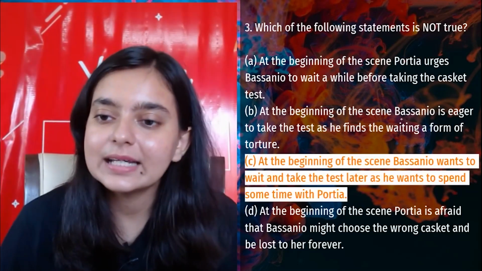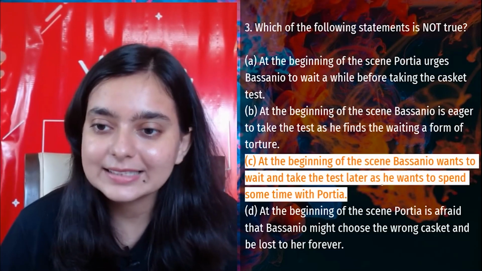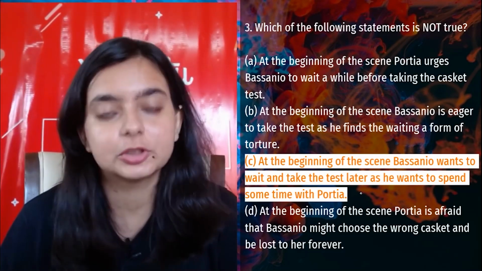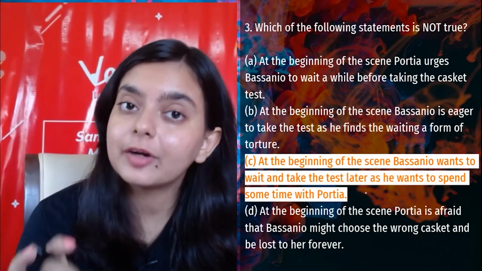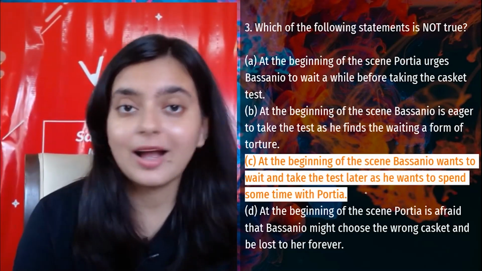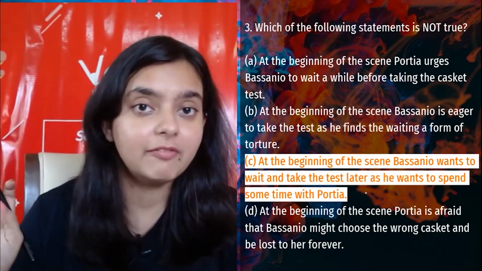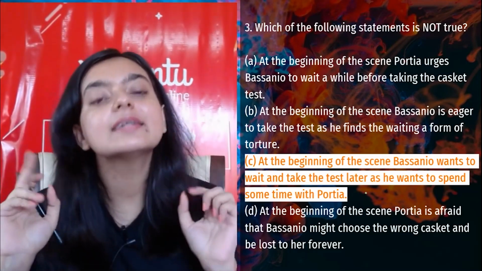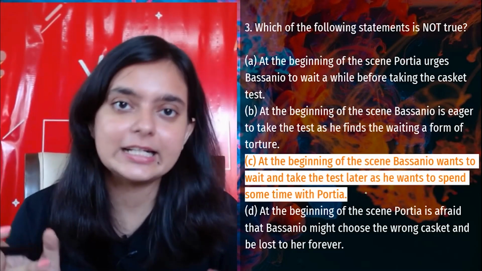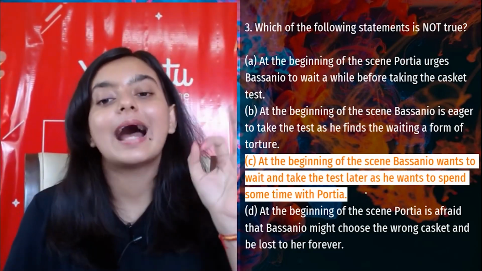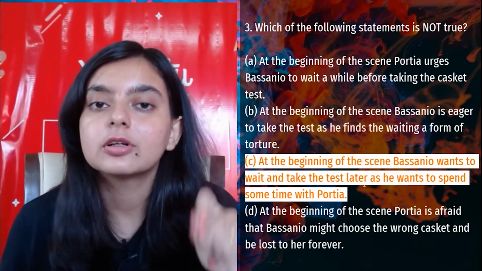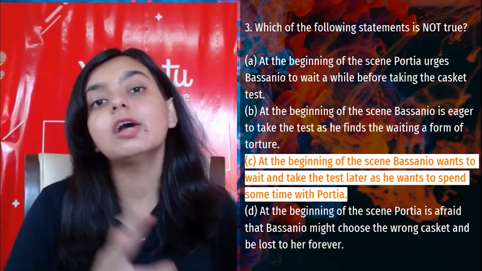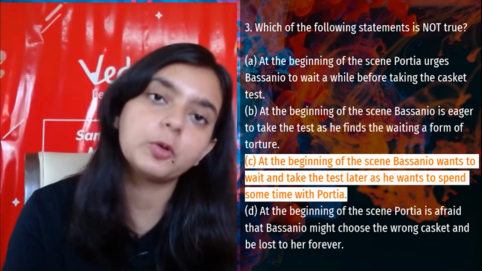At the beginning of the scene, Bassanio wants to wait and take the test rather than test later because he wants to spend some time with Portia. And Portia is afraid that if he chooses the wrong casket, then he would be compelled to part away with Portia, right? So that was the whole idea of the lottery of the casket, right? So that is why Portia tried to delay Bassanio's test, because she also wanted to spend some time with Bassanio.